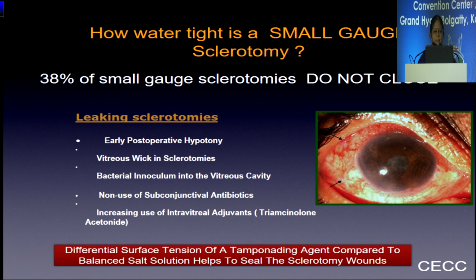If you look at the percentage of leaking sclerotomies following a sutureless small gauge vitrectomy, in about 38% of cases we still do have to suture the wound or resort to other means such as application of diathermy or cryo to the wound to make the wound lips edematous so that it seals on its own.